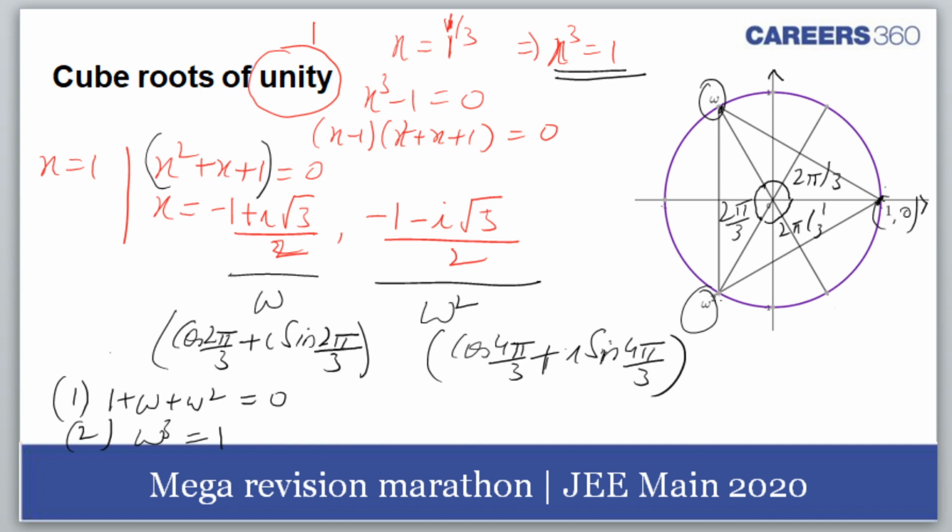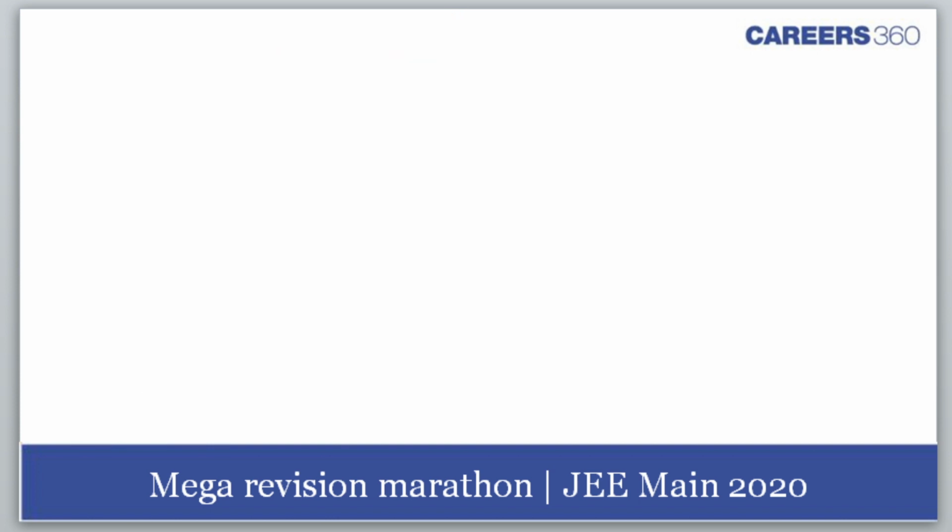So here we learned a little bit of omega. We can do one question here. Can somebody tell me what is the value of (1 plus omega minus omega square) raised to power 7? What is this equal to? Can somebody answer me?